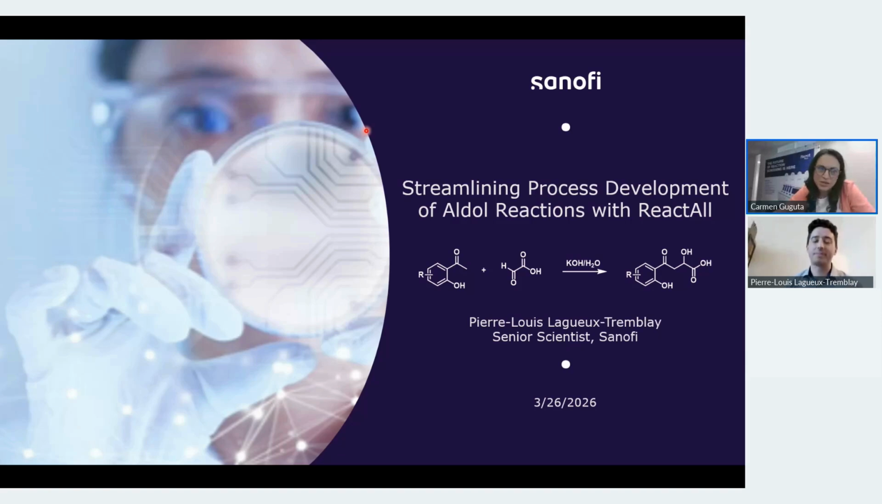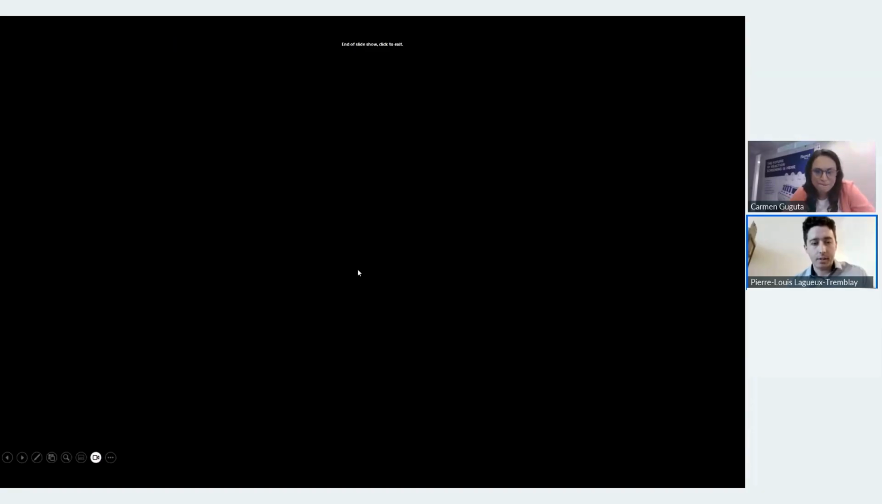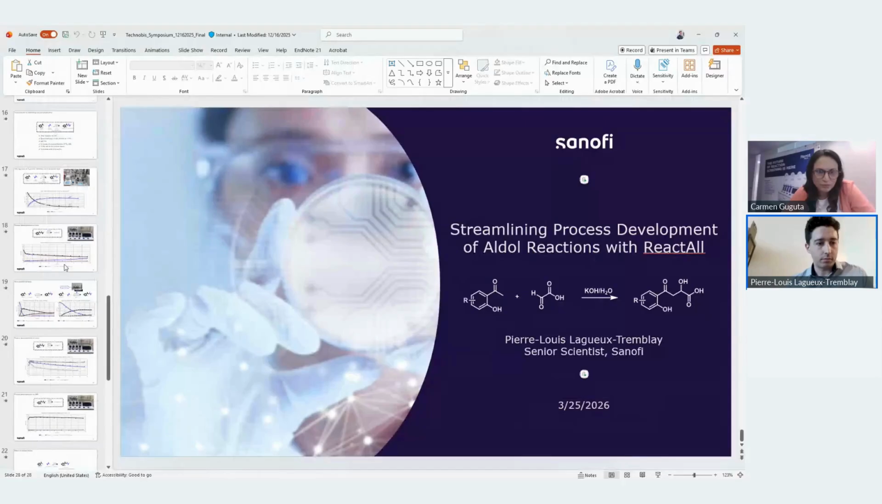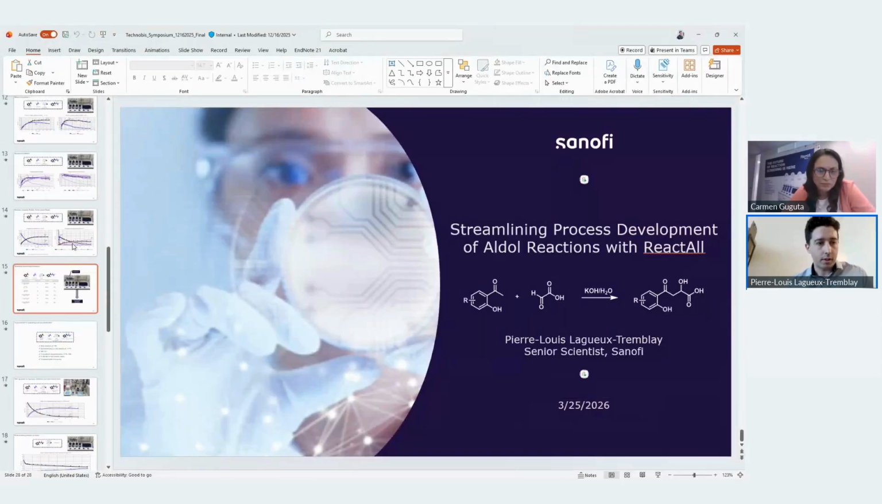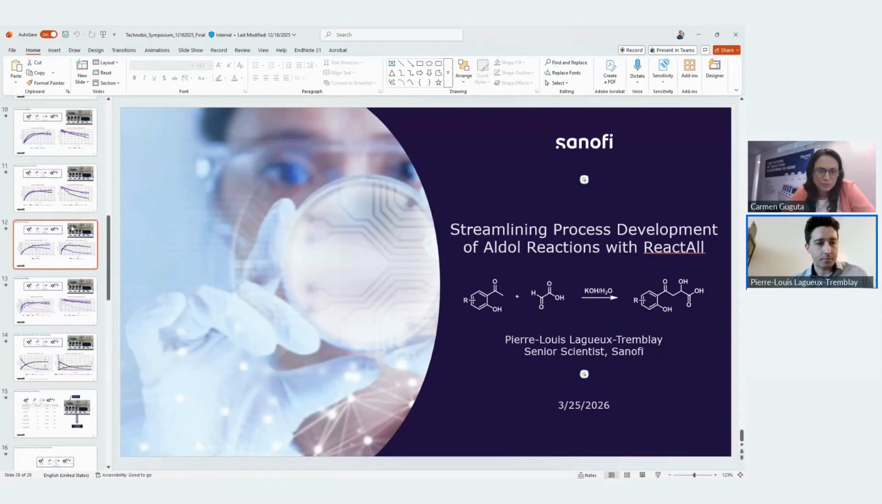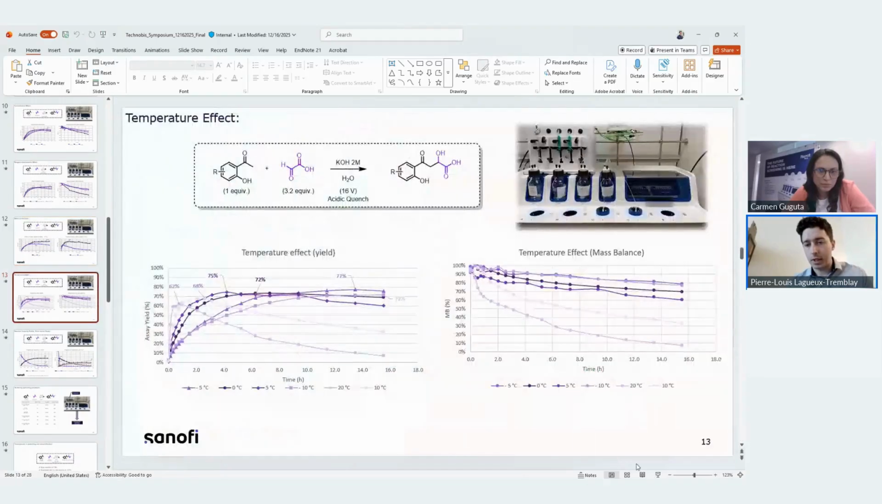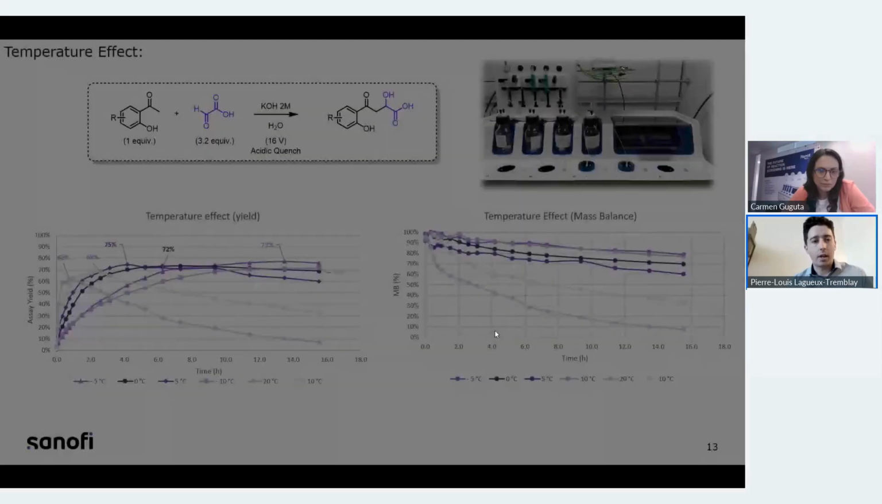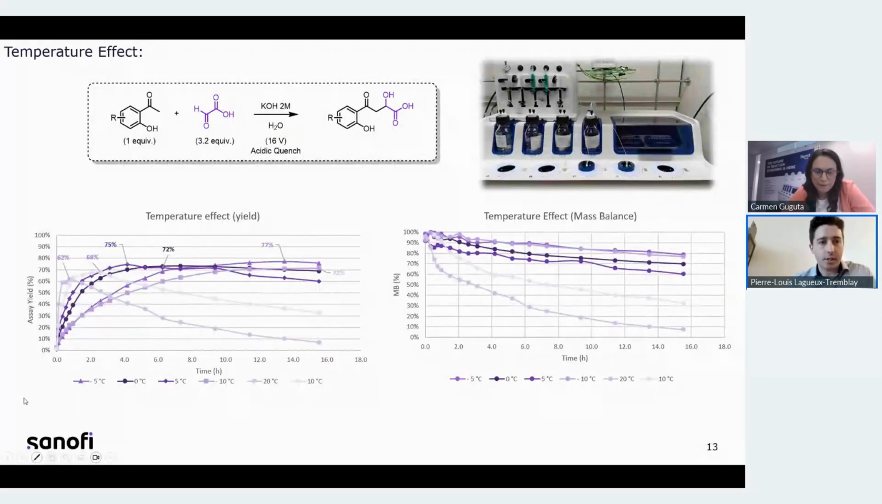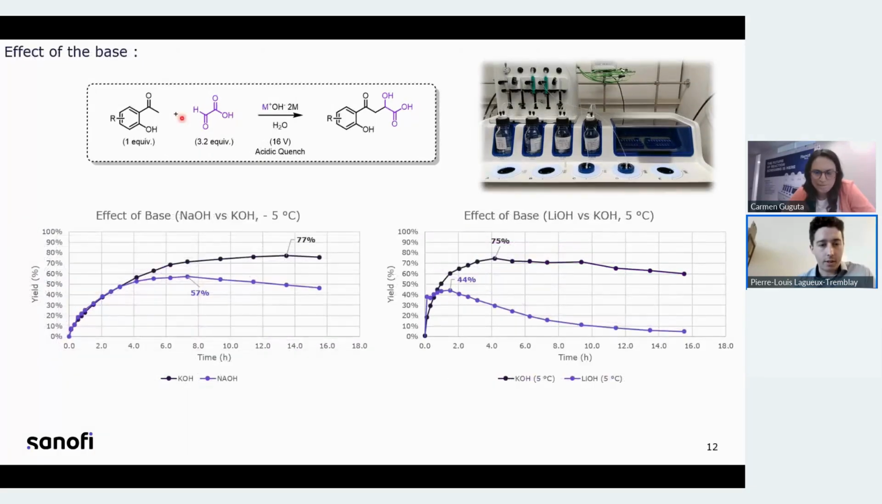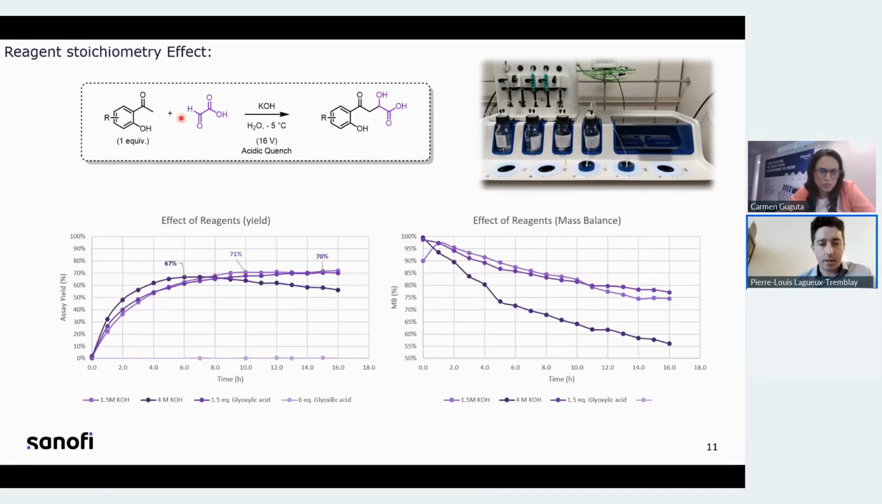Somebody else has a question. Why is one reagent in excess? Yeah, I think it's the glyoxylic acid. So in that case, let's go back to the example. I'll just look at some kinetics here. So one reagent is in excess simply to help this reaction go a little bit faster. I think I did a comparison right here.